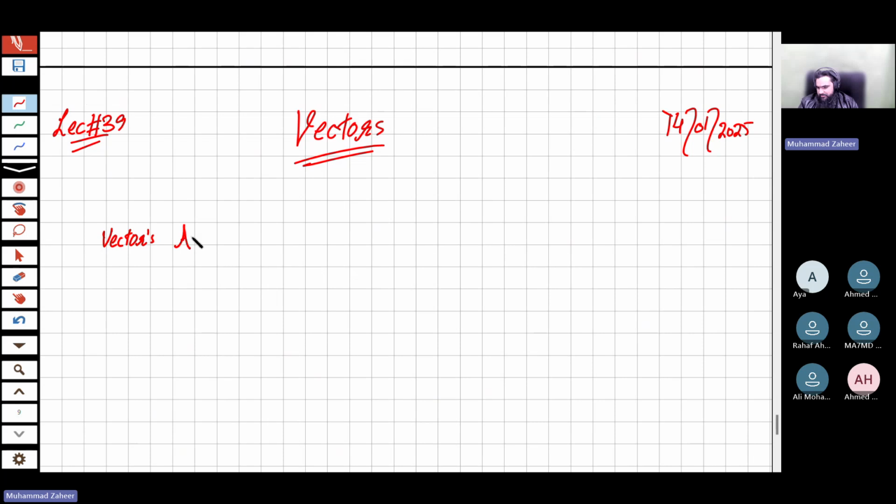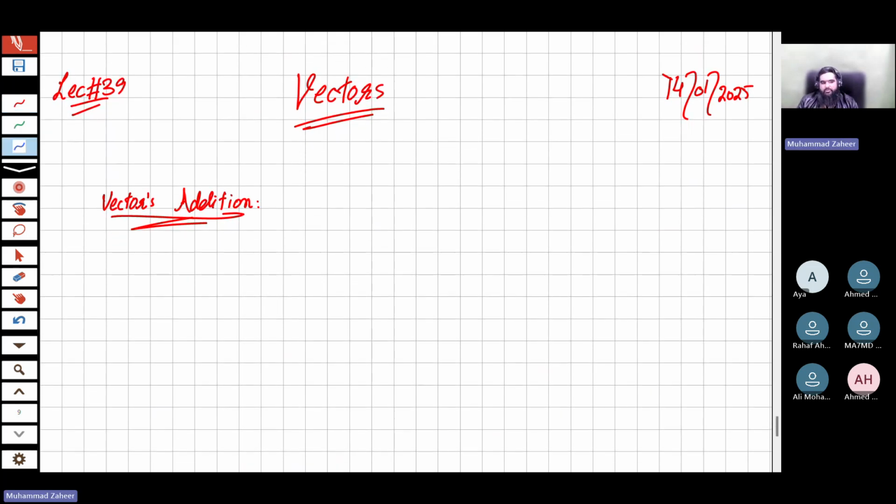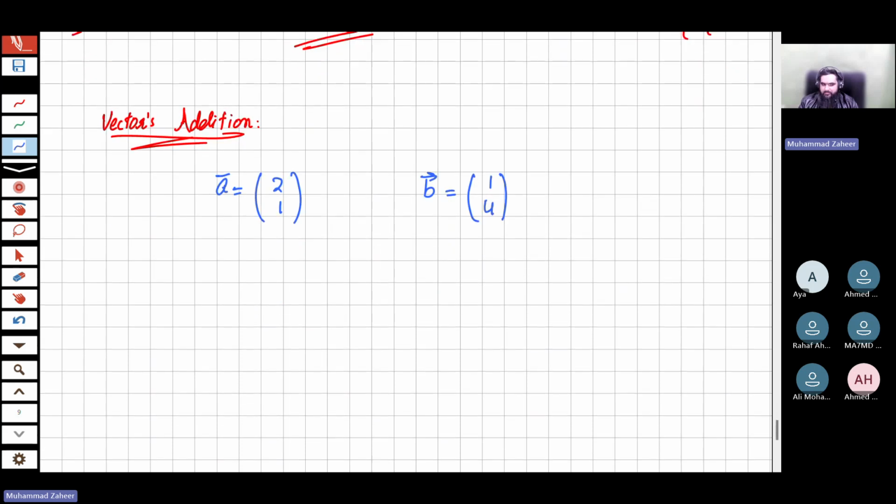First of all, we are just going to be talking about vectors addition. Means how we are going to add two vectors. For example, if you have a vector A that is (2, 1), and there is another vector B that is (1, 4), you need to add them. You can do it this way.